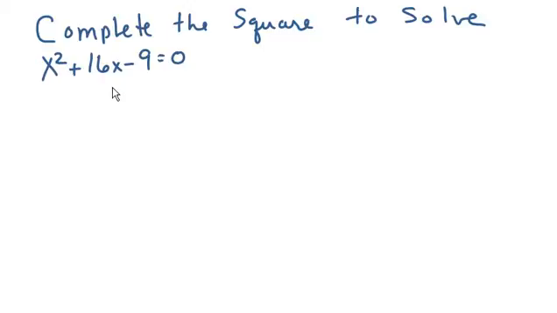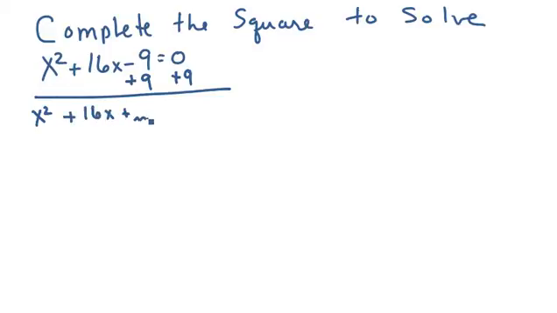So beginning with this quadratic, our first step is to add the 9 to each side, creating then an x squared plus 16x plus an unknown amount that will then equal the 9 plus whatever that unknown amount is on the other side.